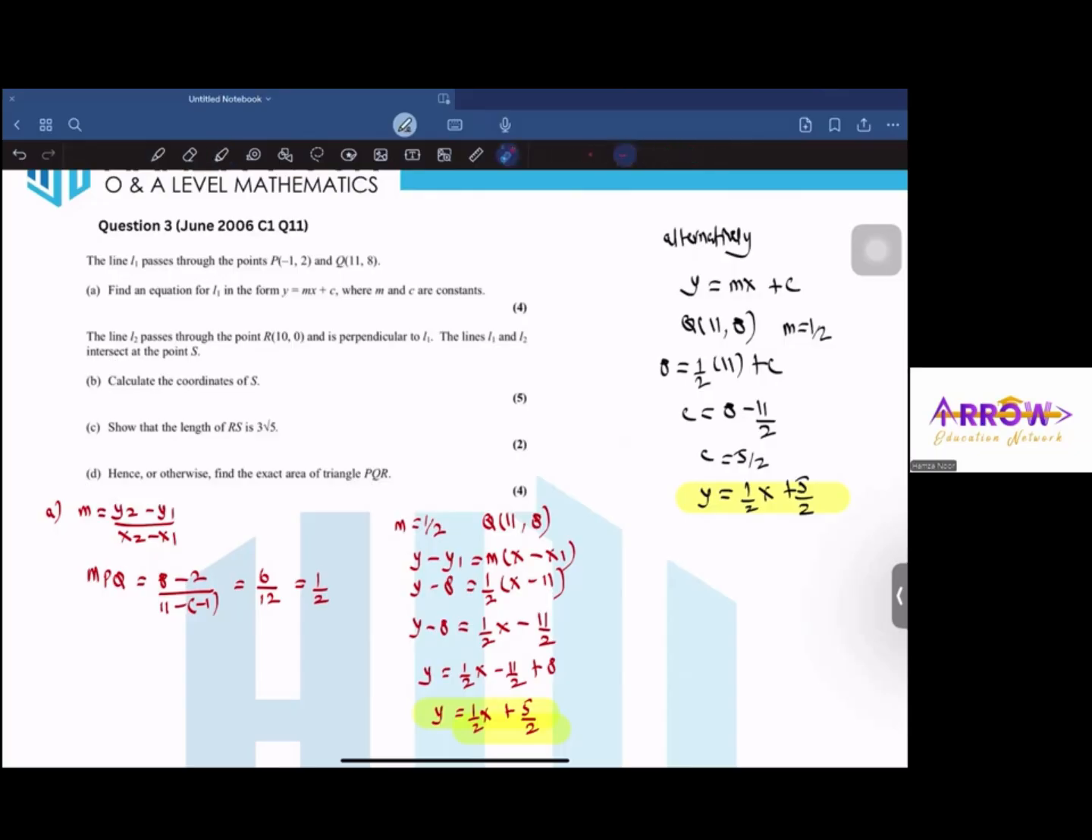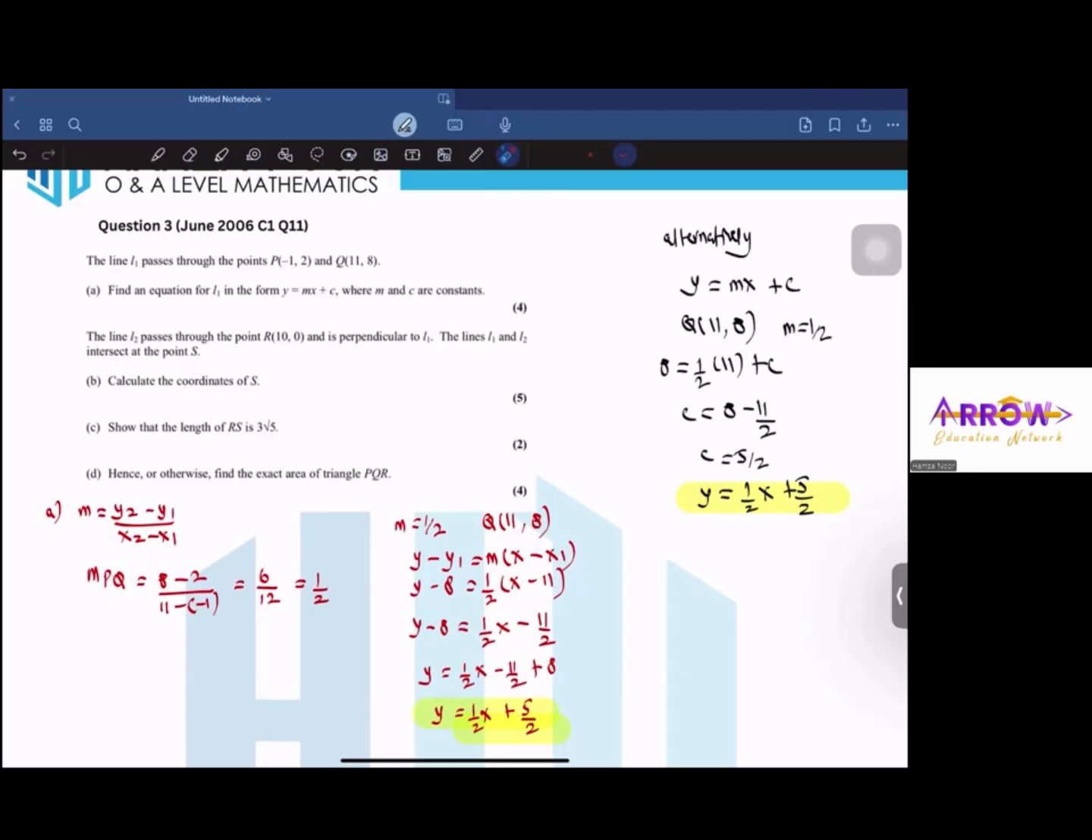We have some information that the line L2 passes through the point R, which is (10, 0), and is perpendicular to the line L1. All right. The lines L1 and L2 intersect at point S. Calculate the coordinates of S. So we have the equation of the line L1 from part A. We are going to find the equation of the line L2 first.